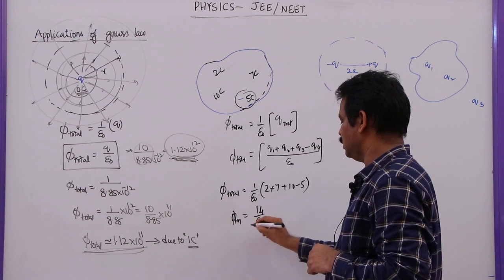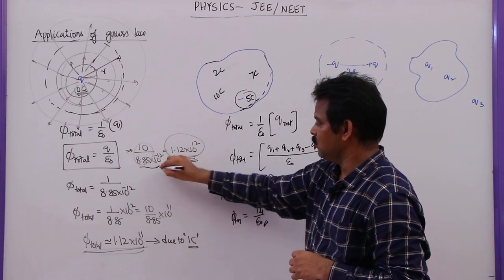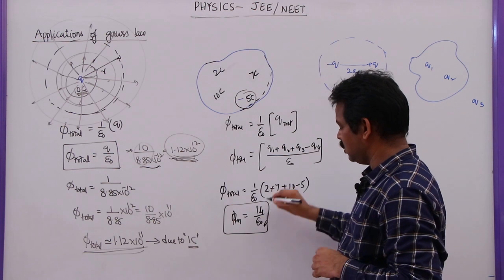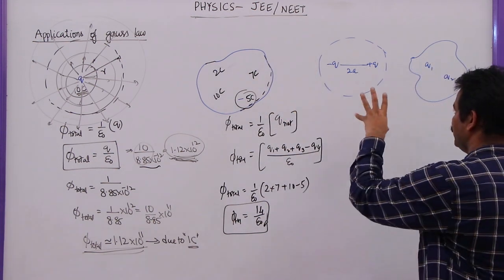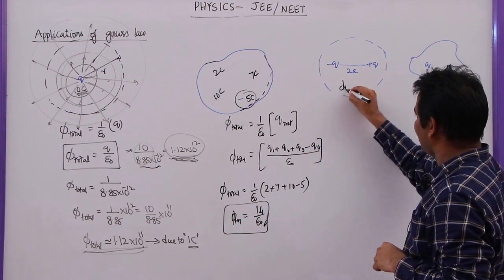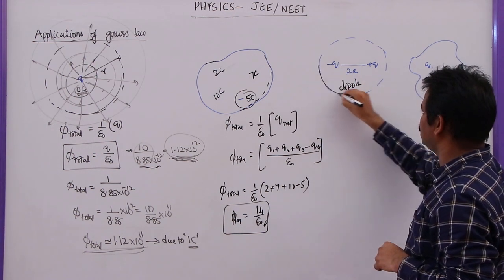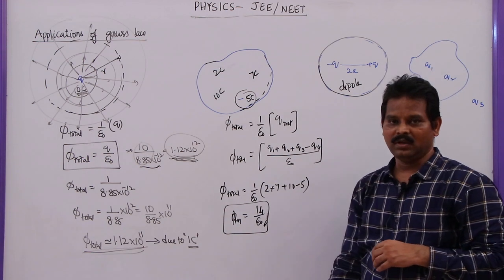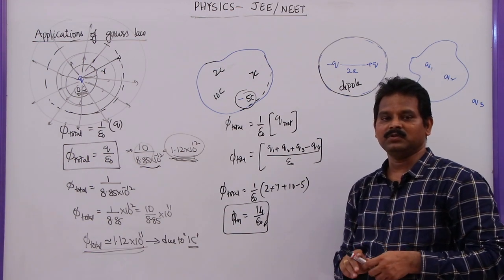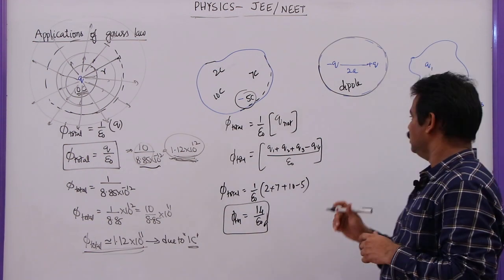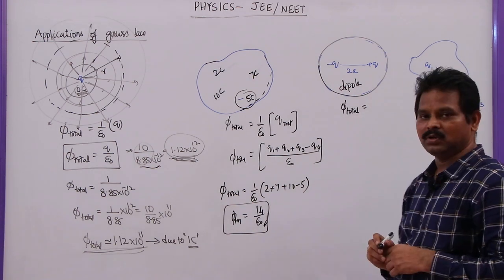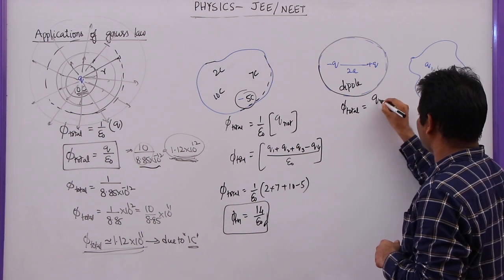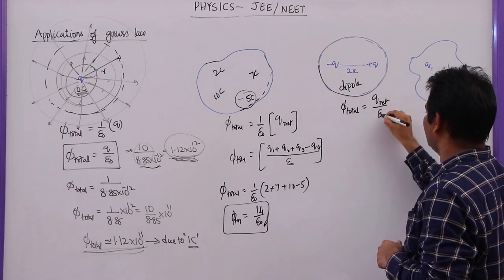We know the value of epsilon naught, and by using this we can find the total number of field lines that are passing through this closed Gaussian surface. Now you see this one here: I have taken a dipole and this is enclosed by a closed Gaussian surface. As I said earlier, the Gaussian surface may take any shape or size. So what is the flux through this one? The total flux passing through this closed Gaussian surface is given by the net charge enclosed here by epsilon naught.